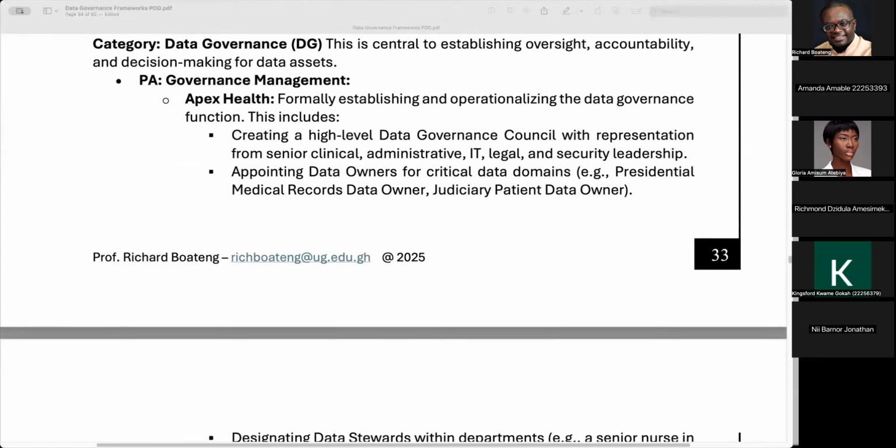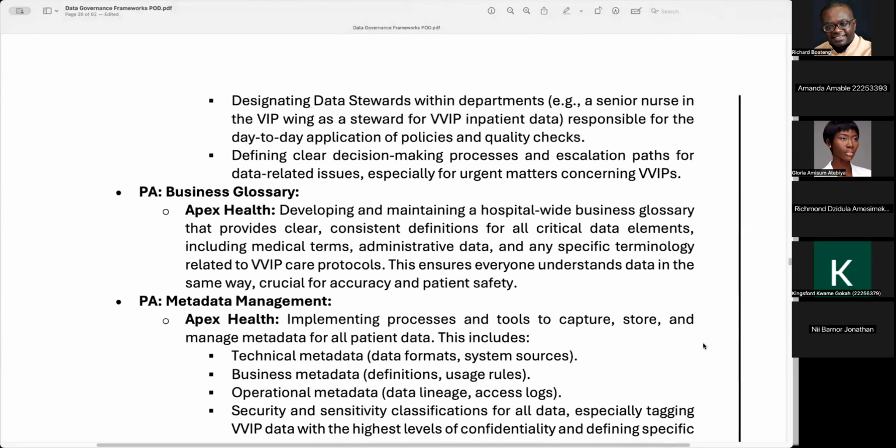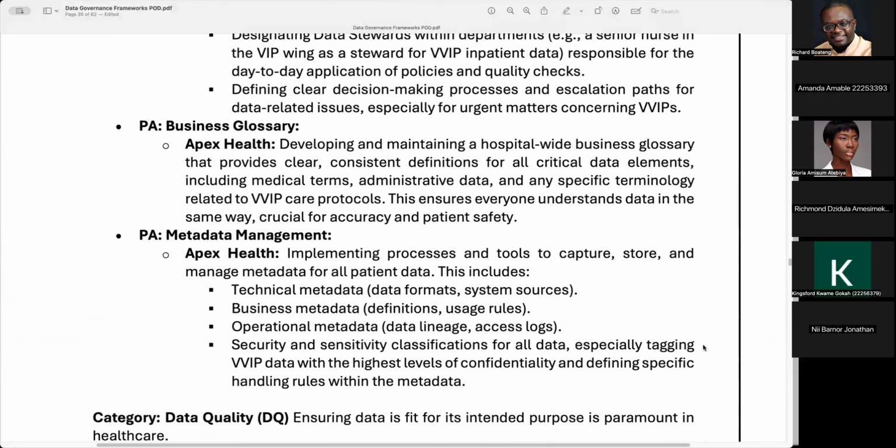Another key PA is business glossary, ensuring a hospital-wide, clear, consistent set of definitions exists for critical data elements, including medical terminology and any specific VVIP care terminology. Metadata is crucial again here. Absolutely. The metadata management PA requires establishing processes and potentially tools to capture, manage, and utilize metadata effectively. This includes technical, business, and operational metadata, and crucially for Apex, robust security and sensitivity classifications, which would involve specific tags or markers for VVIP data to ensure appropriate handling rules are automatically applied or easily identified.